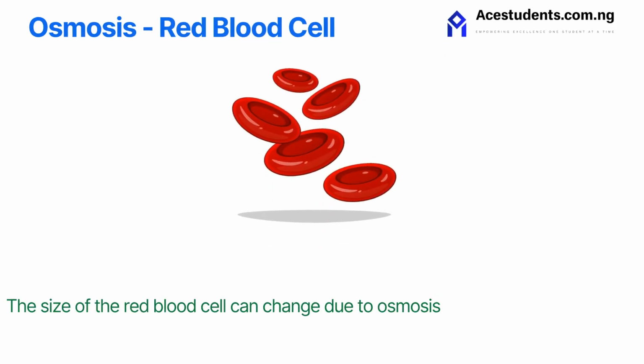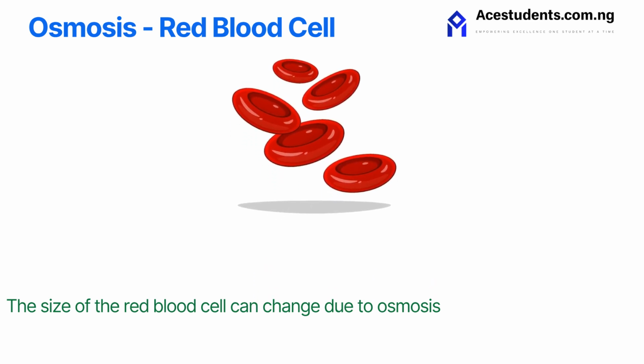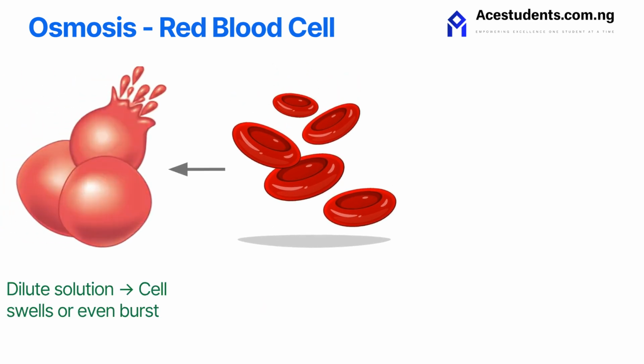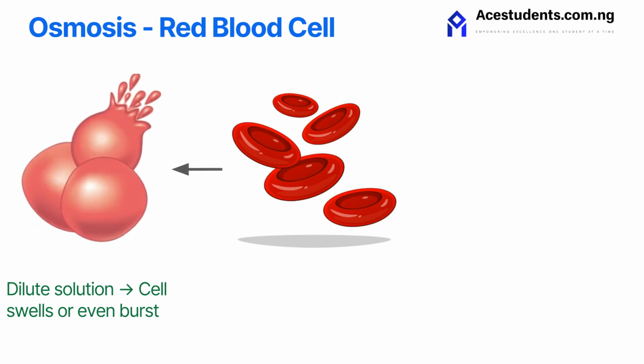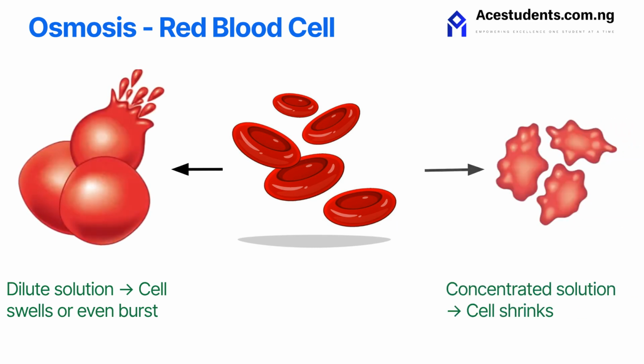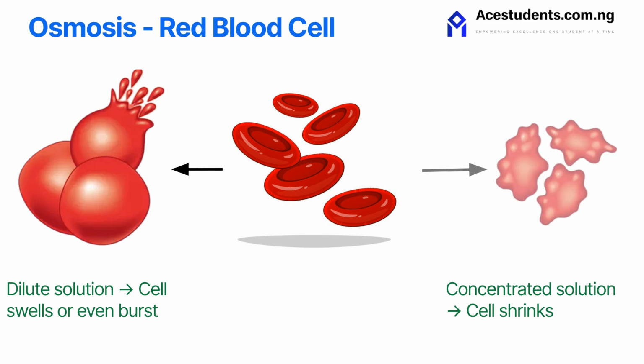Let's apply our understanding of osmosis to red blood cells. The size and shape of a red blood cell are significantly influenced by osmosis. In a dilute solution, water enters the red blood cell. As a result, the cell swells and may even burst due to the increased internal pressure. Conversely, when a red blood cell is placed in a concentrated solution, water leaves the cell. This causes the cell to shrink and become crinkled.